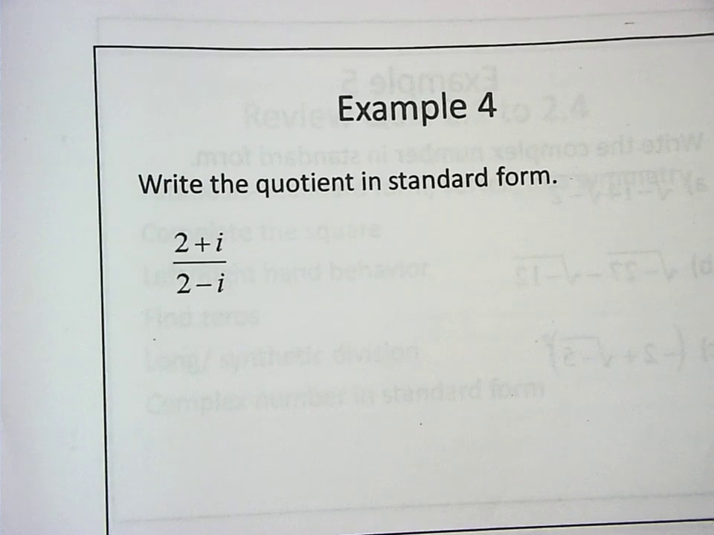Quotient. Here's where you've got to actually start thinking a little bit. Write the quotient in standard form. 2 plus i over 2 minus i. The problem is, I need to have that a plus bi format. Okay? So I can't have an i in the denominator of a fraction. So how do I get rid of it?